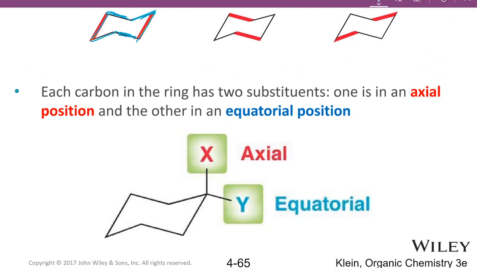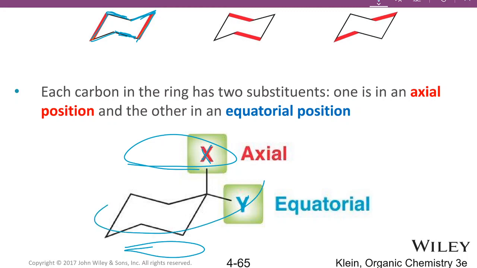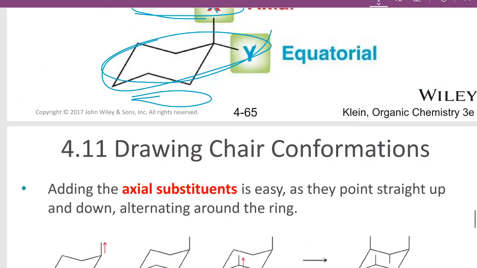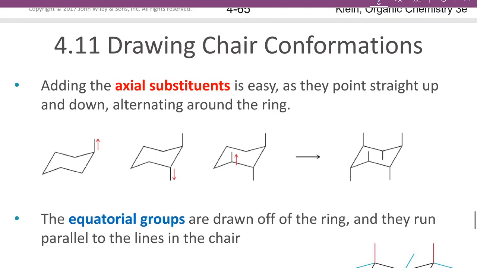So each carbon in the ring has two substituents. One of them is going to be axial, either pointing straight up or straight down, like this, and the other is going to be equatorial, either pointing out and up or out and down. Okay, so axial positions are above and below the ring. Equatorial positions are around the equator of the ring, if you will. Okay, so let's draw a complete chair conformation.